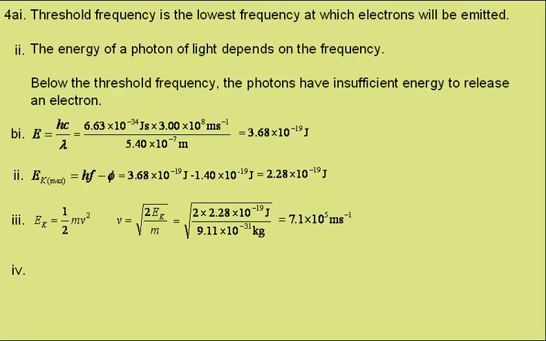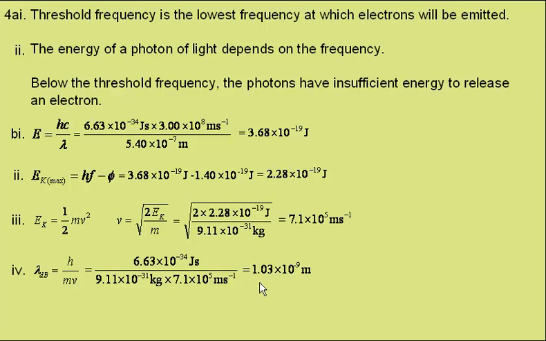And finally, in part 4, we're asked to calculate the de Broglie wavelength of these electrons. Well, de Broglie wavelength is equal to the Planck constant divided by the momentum, or the mass times velocity. Putting in the values, the mass of the electron, the velocity found in part 3, and the Planck constant, gives a de Broglie wavelength of 1.03 × 10^-9 meters.